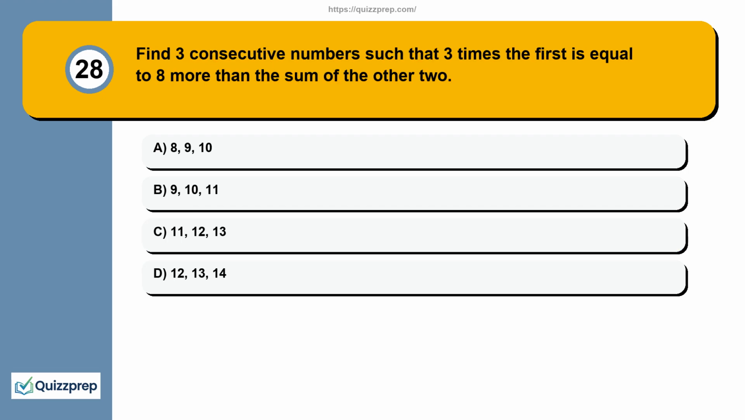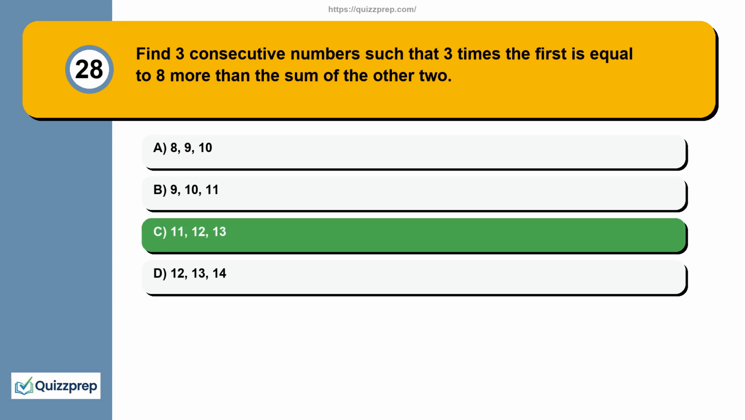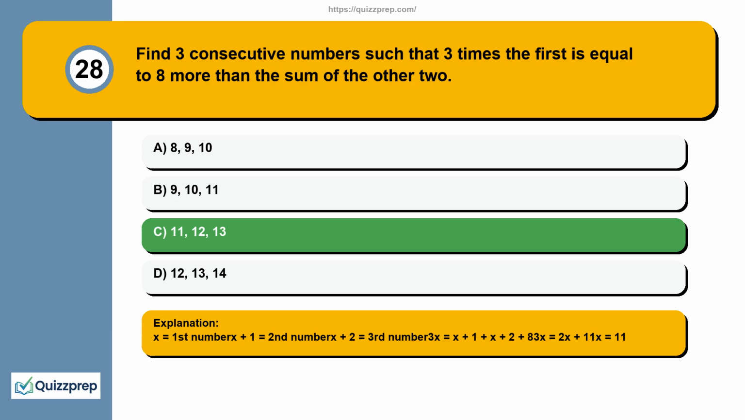Question 28. Find three consecutive numbers such that 3 times the first is equal to 8 more than the sum of the other two. 8, 9, 10, 9, 10, 11, 11, 12, 13, 12, 13, 14. X equals first number, x plus 1 equals second number, x plus 2 equals third number. 3x equals x plus 1 plus x plus 2 plus 8, 3x equals 2x plus 11, x equals 11.